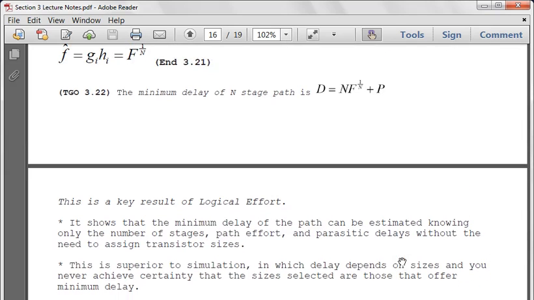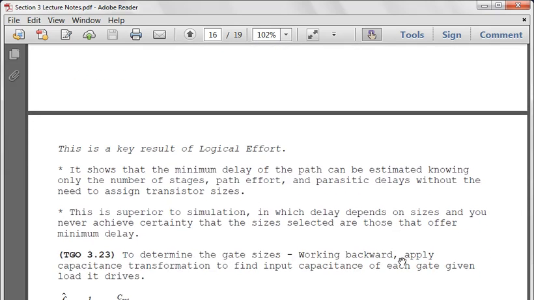This equation here, this minimum stage delay, shows that the minimum delay of the path can be estimated knowing only the number of stages, path effort, and parasitic delays without needing to assign transistor sizes. So before you get into the whole idea of transistor sizes, which we did earlier in the section, you can calculate the minimum delay of the circuit. This is superior to simulation, in which delay depends on sizes, and you never achieve certainty that the sizes selected are those that offer minimum delay.